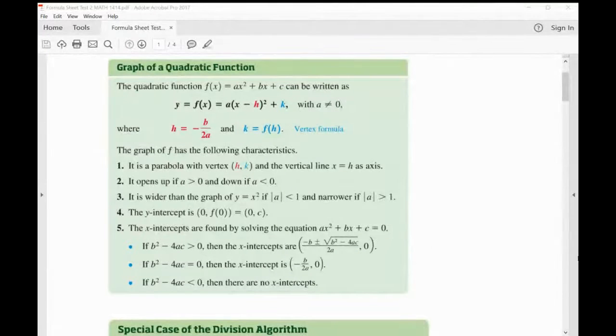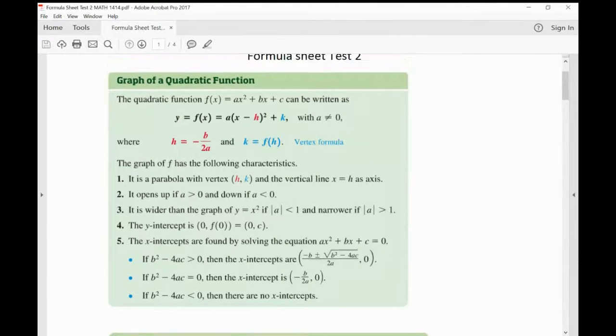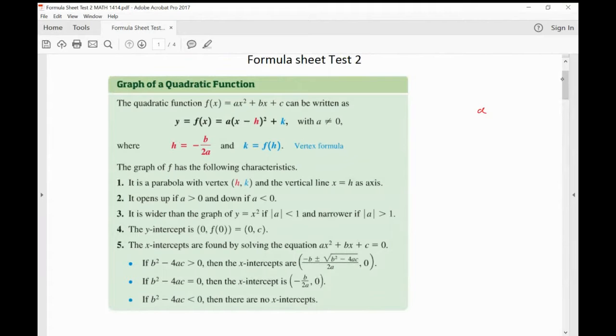So I want you to notice here in my formula sheet, let me see if this is going to work. There we go. Okay, so here is the equation of my graph of my quadratic function, right? This is my equation in vertex form, and the vertex is going to be the point h, k, and then it tells me if the number a is positive, the graph opens up, and if the number a is negative, then the graph opens down.